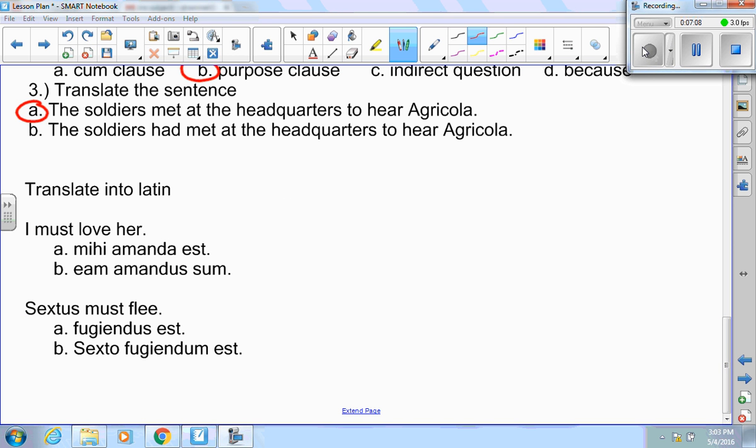Either one would work. Here are a couple that I want you to turn into Latin. These are our obligations, our passive periphrastic, or our derivative of obligation. Make sure that you understand how these should form. So choose each one of those. The answer to number 1 is A, next number 2 is B.